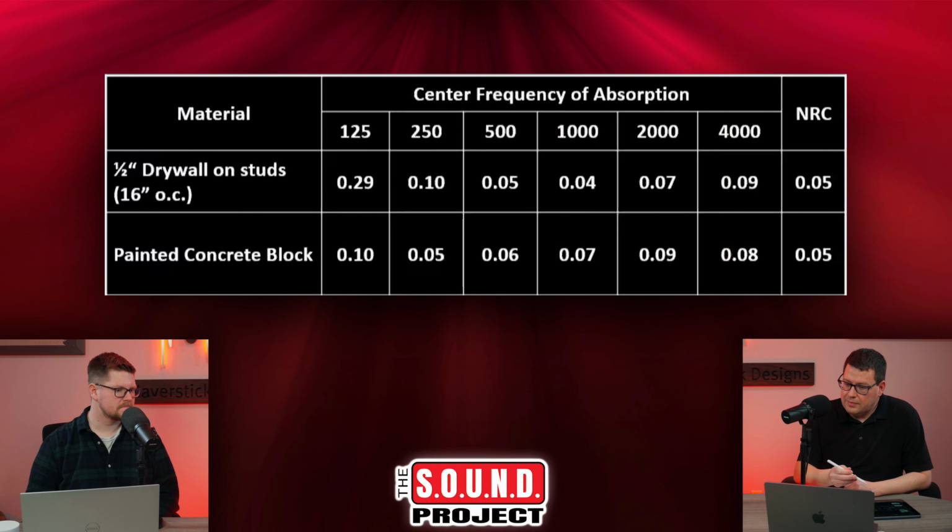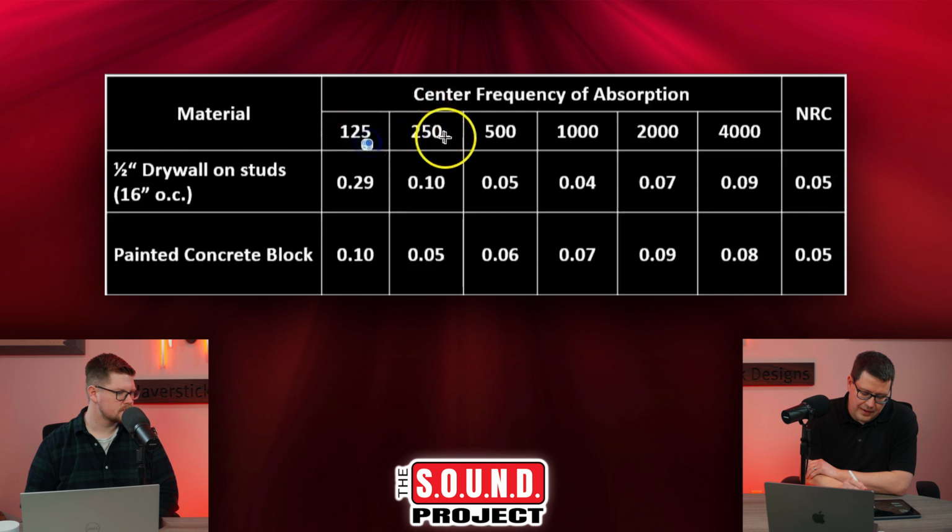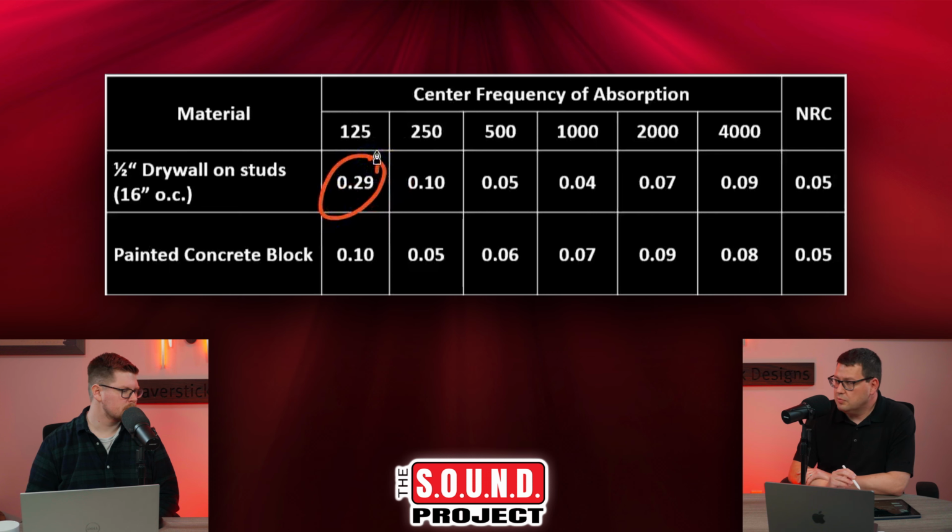Sure. So I'm always really cautious when I'm looking at NRC values, and I'll pop this up on the screen here now. These are absorption coefficients here. So 125 hertz, 250 hertz, and 500, 1,000, 2,000, and 4,000. And the numbers here are the absorption coefficients. So at 125 hertz, a half-inch drywall on studs has a 0.29 absorption coefficient.